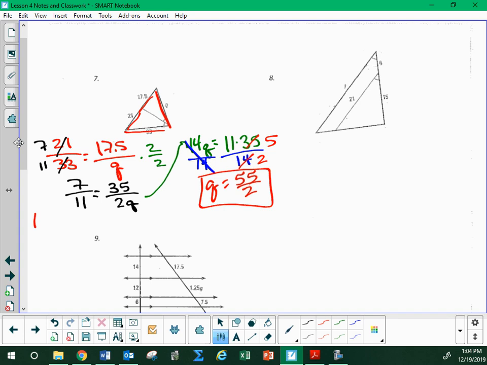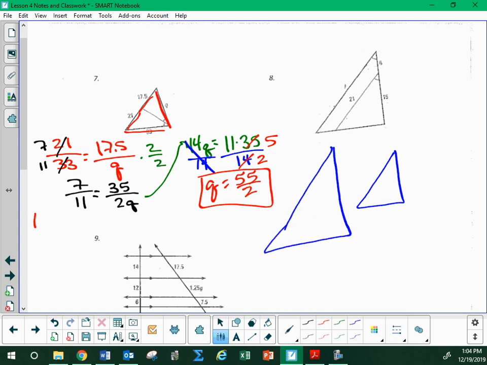Compare your small triangle to the big triangle. So in my small triangle, I have 21 and 15. My big triangle, I have an F, and then what's this entire side here? 21. So again, if the sides aren't both split, you can't use side splitter. You've got to go back to just original small compared to big.